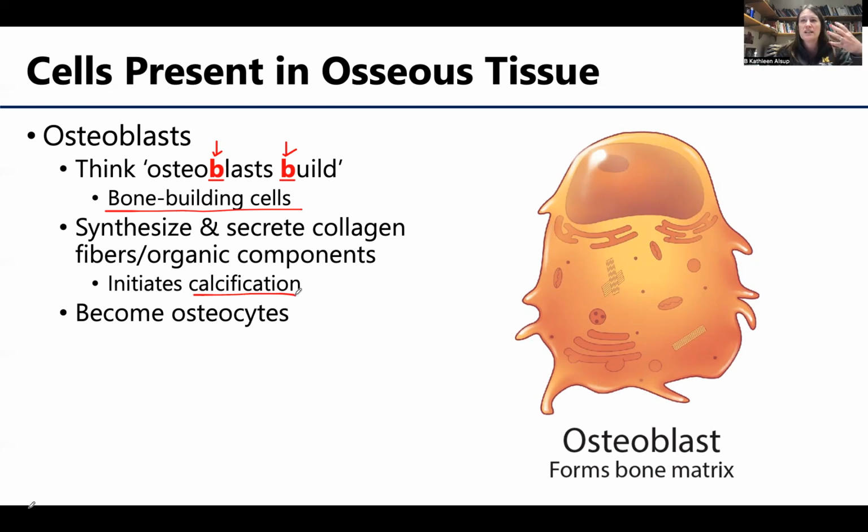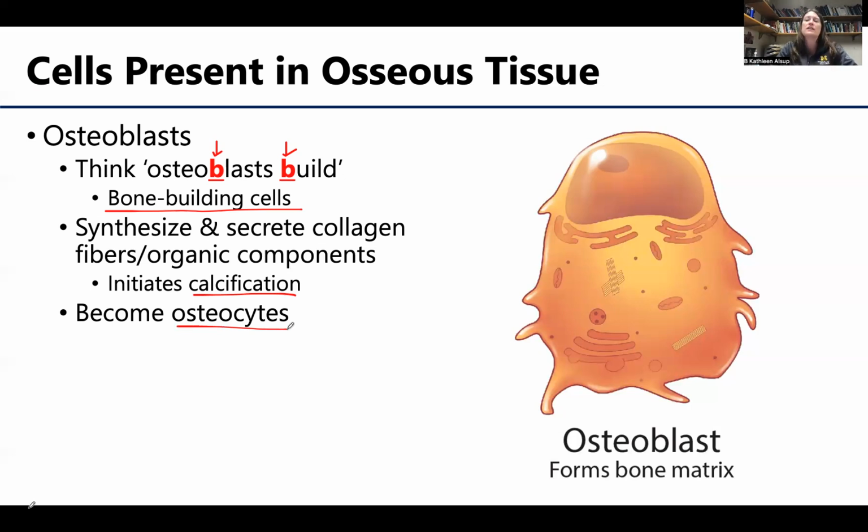You have to have this organic framework of the extracellular matrix in order to initiate calcification, and calcification really just means the hardening of bone. You have to have that meshwork of organic material in order for the inorganic mineral salts to move into the region and begin to harden. The osteoblast secretes this extracellular matrix and continually surrounds itself with it. Once it has completely surrounded itself and is done secreting, it transitions into what's referred to as an osteocyte.